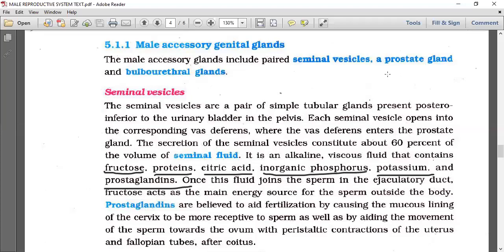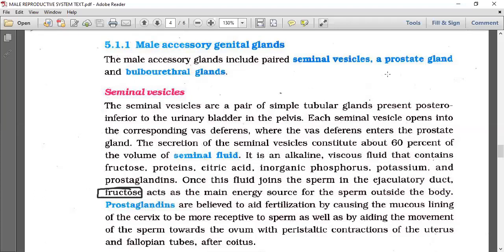Once this fluid joins the sperm in the ejaculatory duct, the fructose acts as the main energy source for the sperm outside the body. Till they reach the fallopian tube of the female, the fructose plays a vital role in providing energy.